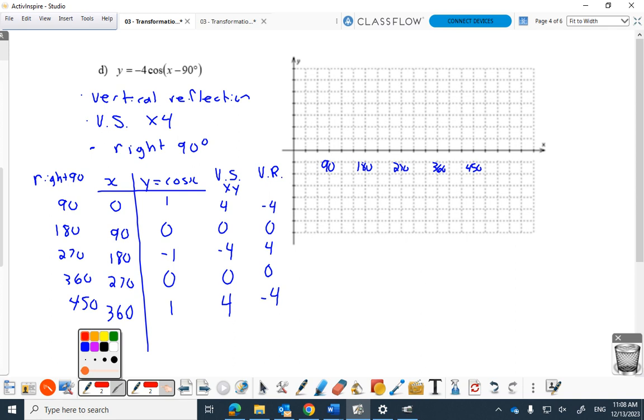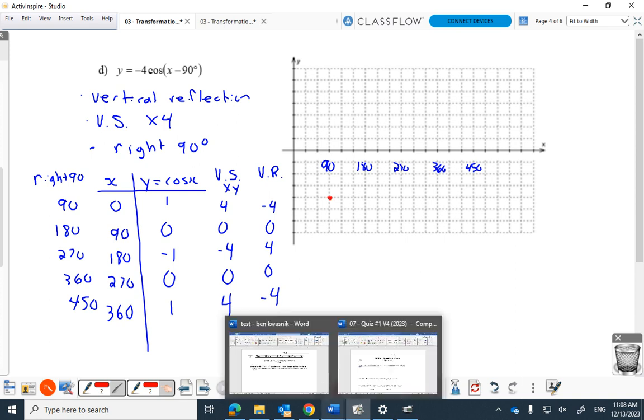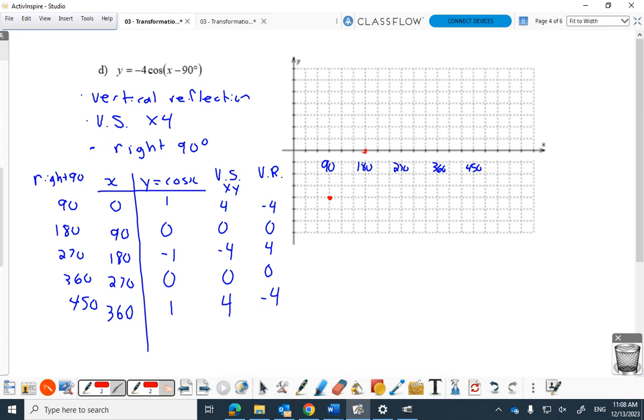I'm not trying to do method 2. So 90, negative 4, 180, 0, 270, 360, 0, and 450 back to negative 4 again.